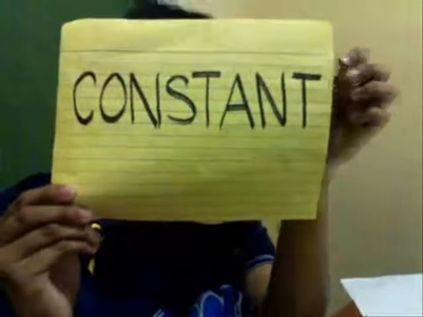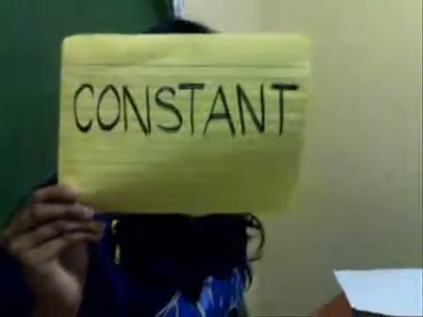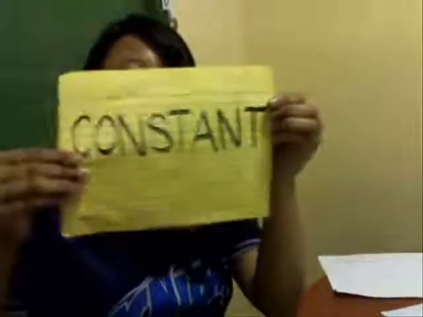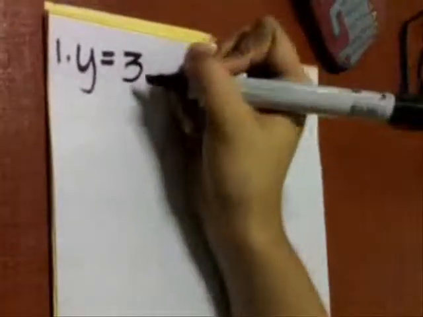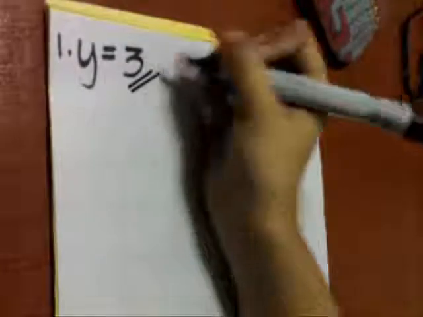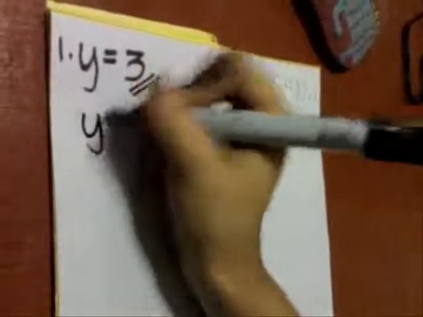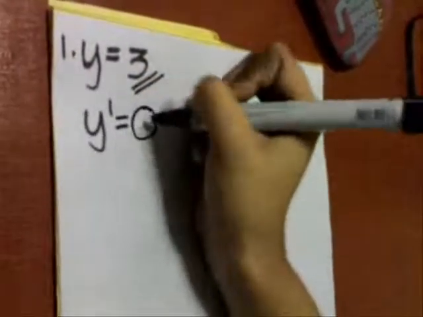Getting the derivative of a constant is easy. You just must know what constants are, and when you see that the equation you are given is a constant, its derivative is 0. For example, number 1, y is equal to 3. We all know that 3 is a constant, so its derivative is equal to 0.